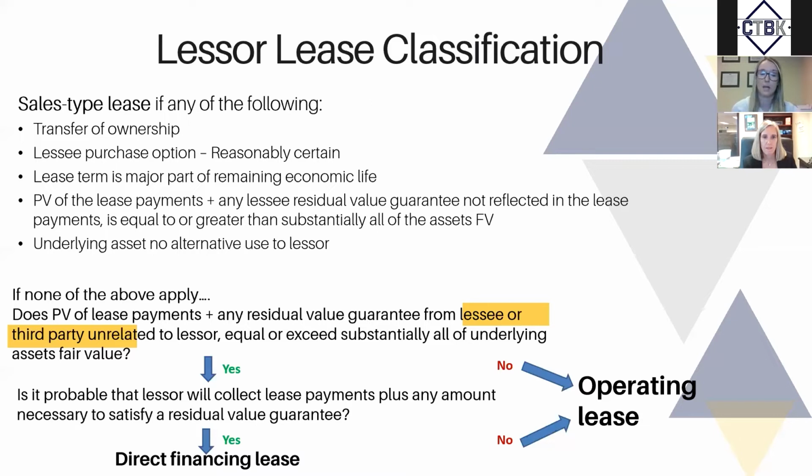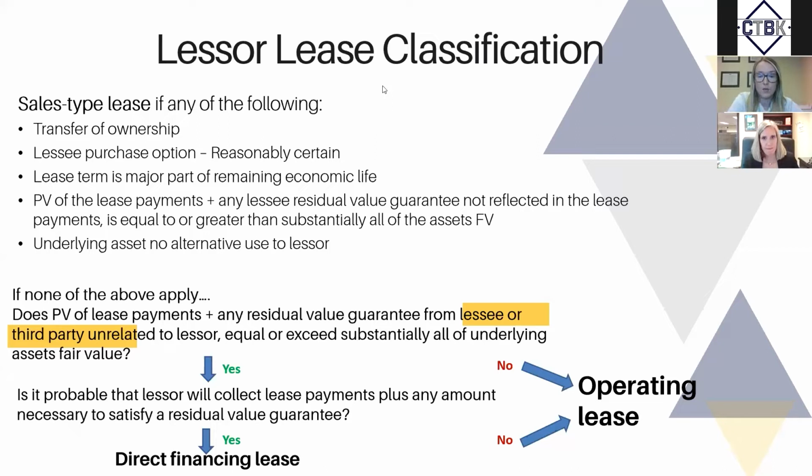So it's adding in, you can now include any residual value from a third party. So if those two factors are equal to or substantially all of the underlying assets fair value, then you move on to the last step, which is just about collectability. If it's probable that the lessor will collect the lease payments, yes, then that is going to be a direct financing lease. Again, both of these two components need to be met. And then if any of these are not met, it defaults then to an operating lease.